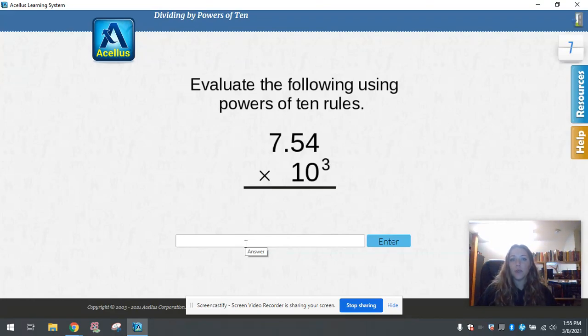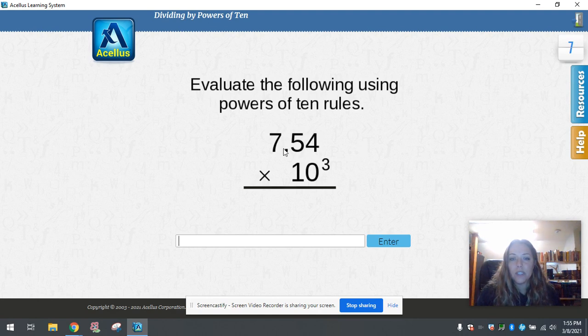All right, evaluate the following using powers of 10 rules. Now, the way that he showed you in the video is look at the number, the exponent that you're given for the base of 10. Remember, this says 10 to the power of 3 or 10 cubed would mean 10 times 10 times 10, which would give you 1,000. What you can do, the cheater way, is to take this exponent and move the decimal to the right 3 times.